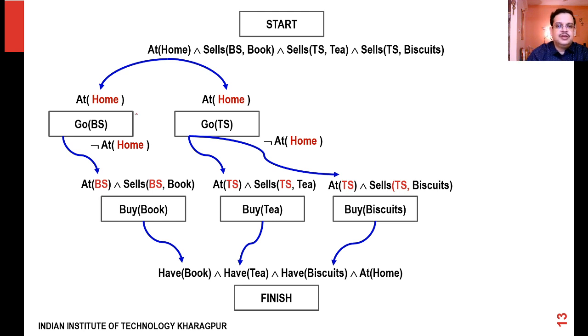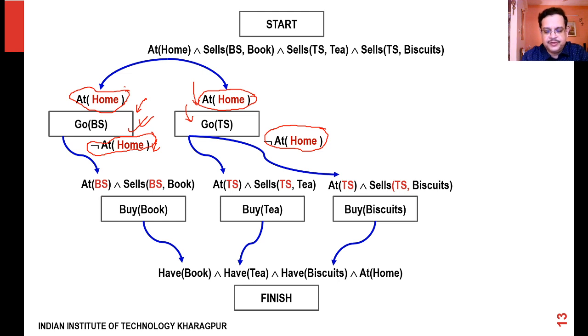That is, if I execute this one first, then it produces not at home, and if it produces not at home, then if I try to execute this later, then this at home is already destroyed, because it was destroyed when I executed go BS. It destroyed at home, as you can see here. On the other hand, if you try to execute this one first, we will have the same problem, because this too destroys at home and this one requires at home. So again we will have the same conflict. So what do we do here?